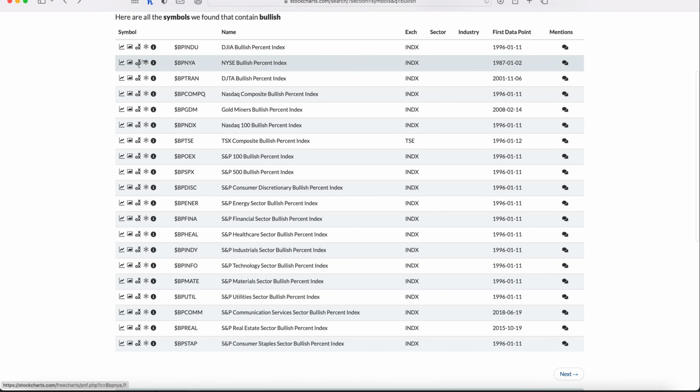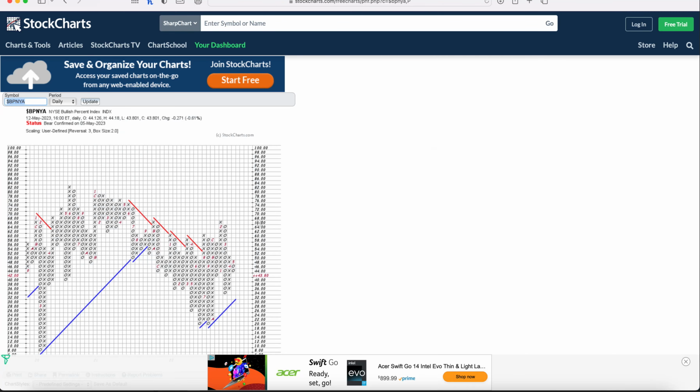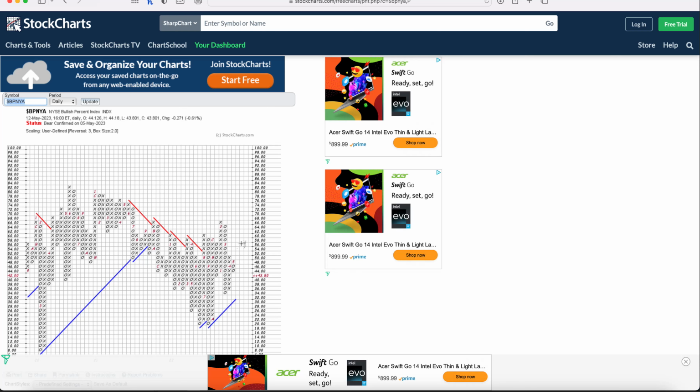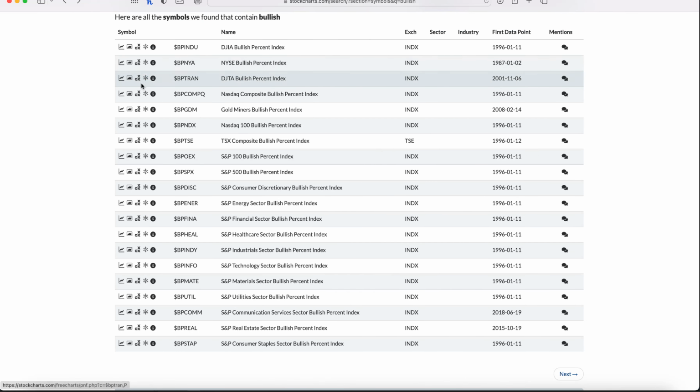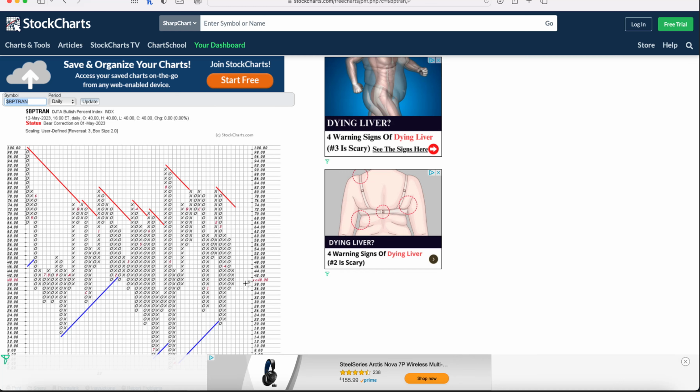So let's look at the NYA. It's on a point and figure sell signal, and it's on a column of O's, and 43.8% of stocks in the NYA are on a point and figure buy signal. That's really all we need to read there, but it's a measure of bullishness. The transportation index, it's on a point and figure sell signal. It's on a column of X's. It had zero change on Friday.